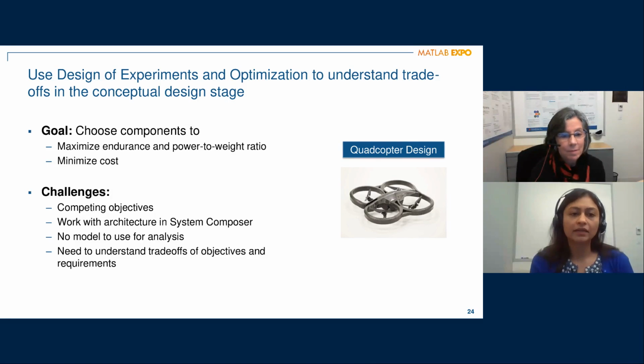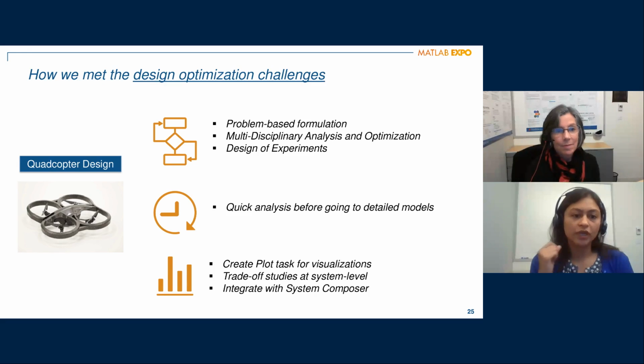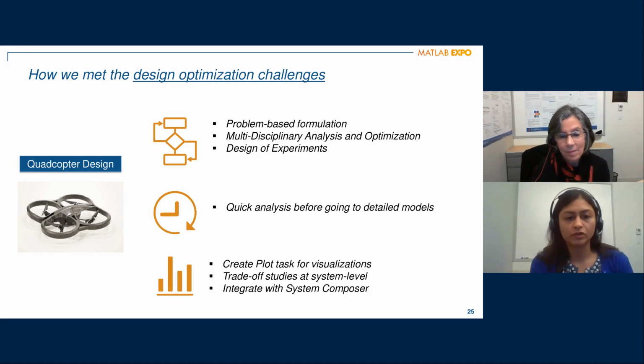Now, going back here, we address all three challenges by using problem-based formulation, which is easy to set up, easy to understand. It's a multidisciplinary analysis and optimization problem, and we also use design of experiments to explore the design space. The model was very quick to run, so it wasn't a very computationally expensive problem. And we used the Create Plot live task to do a visualization. We did trade studies to understand the system, and we also integrated with System Composer directly. So that made it also easier to run the optimization.